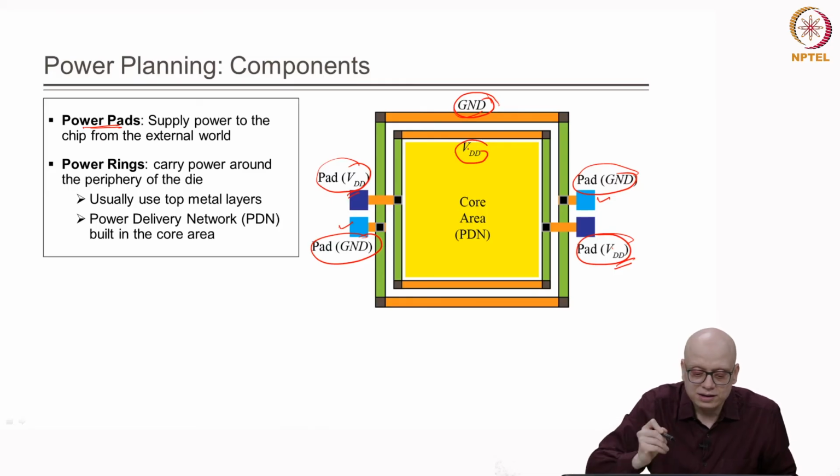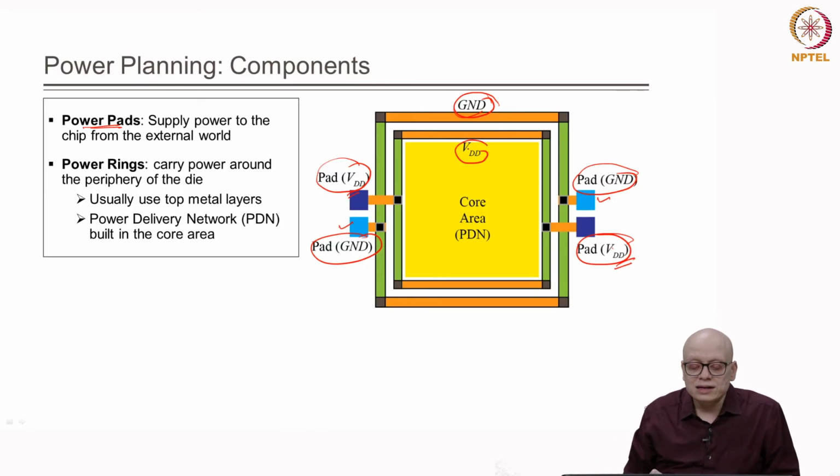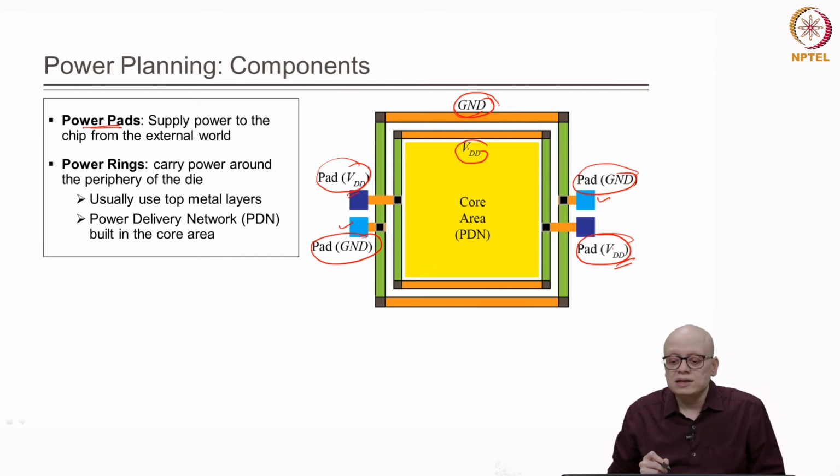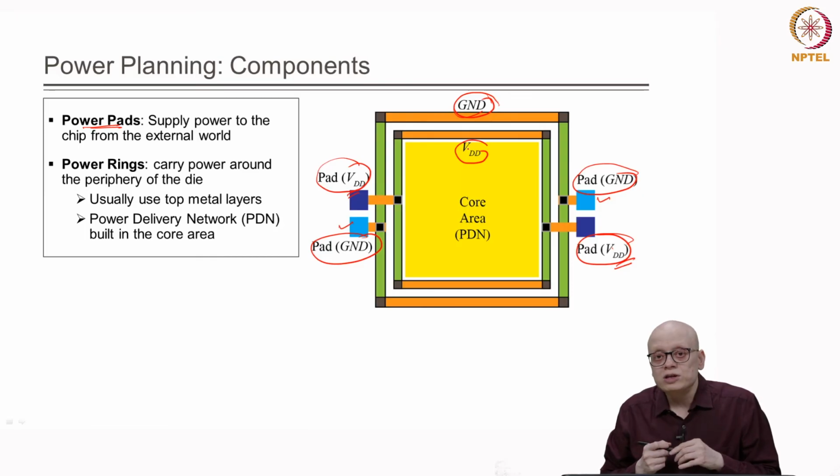Now, from these power pads we have 2 rings, one ring for ground and another ring for VDD, right. So, the power rings carry power around the periphery of the die, right. Now, for these ground rings and power rings, which layers of metal do we use?